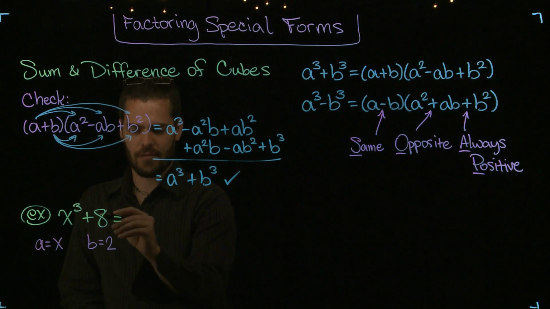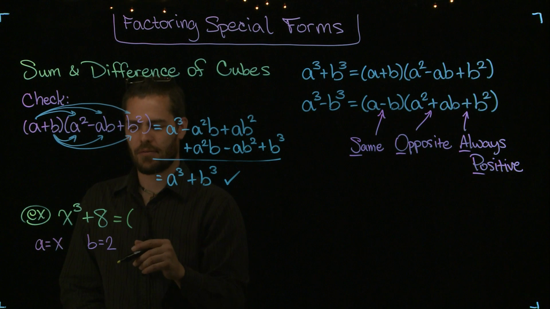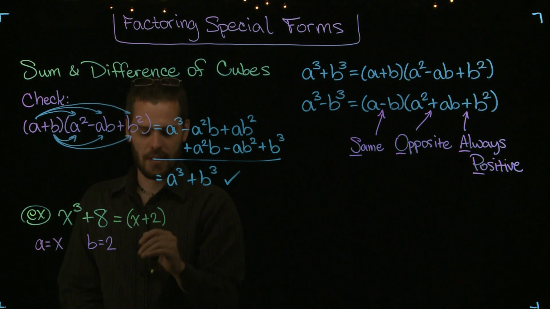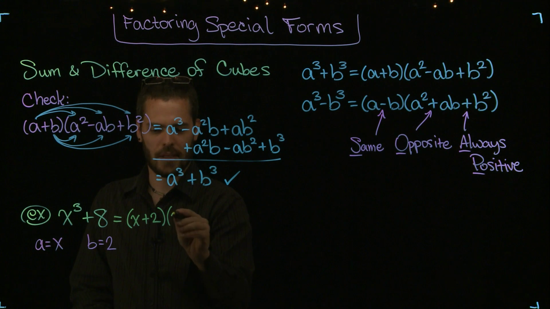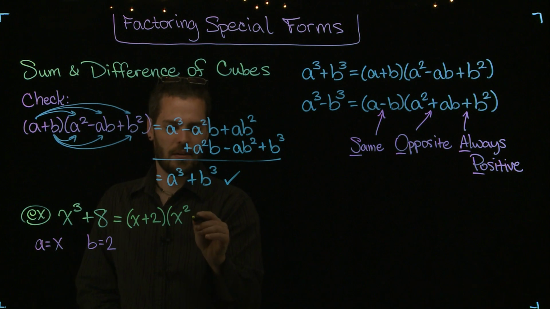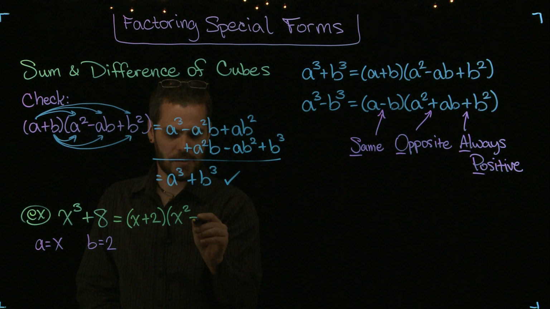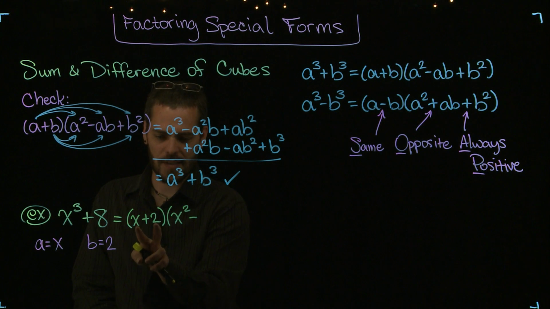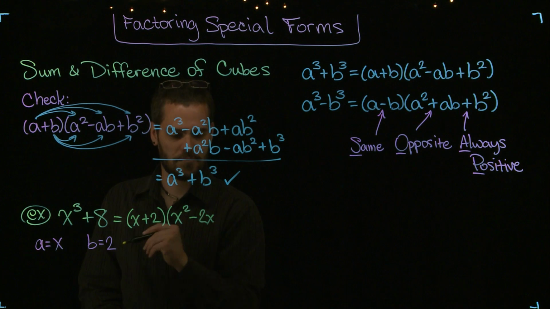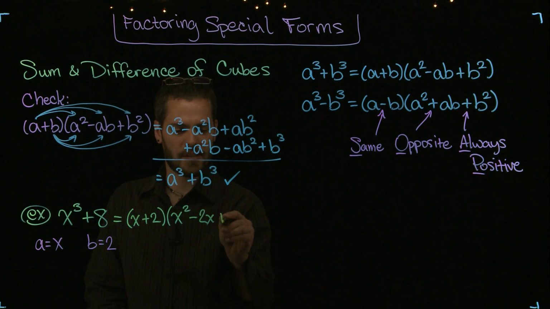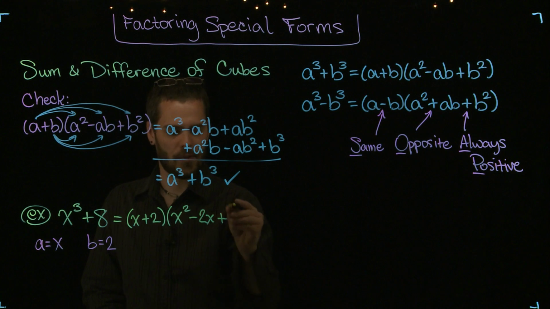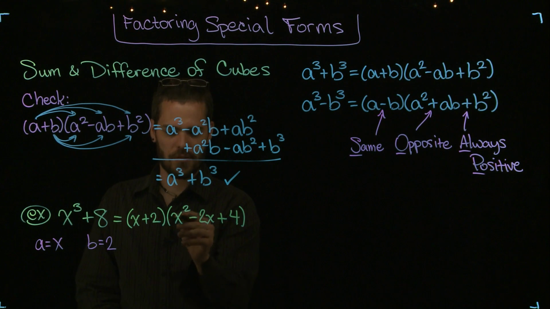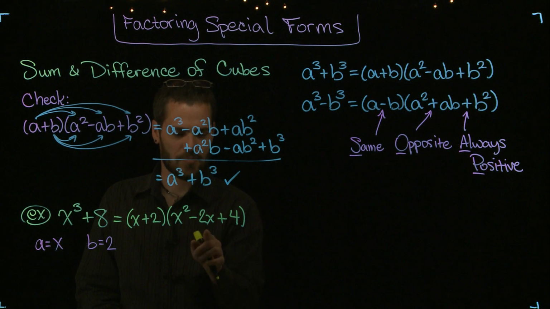Which means I can factor this into, following the form here, x plus 2, there's the same, x squared, minus, there's the opposite sign. And this part is really easy because all you have to do is multiply these two guys in the binomial. So it's just 2x. There's my ab. Always positive, plus this guy squared, which is 4. And that's it. x plus 2 times the trinomial x squared minus 2x plus 4.